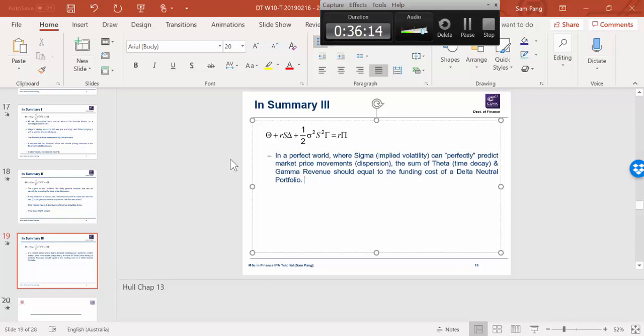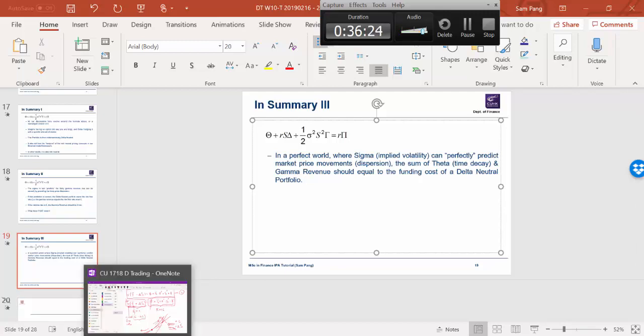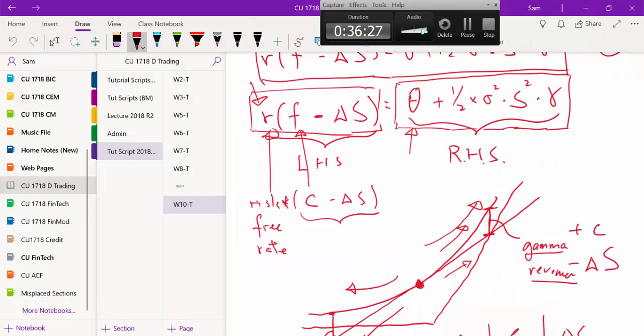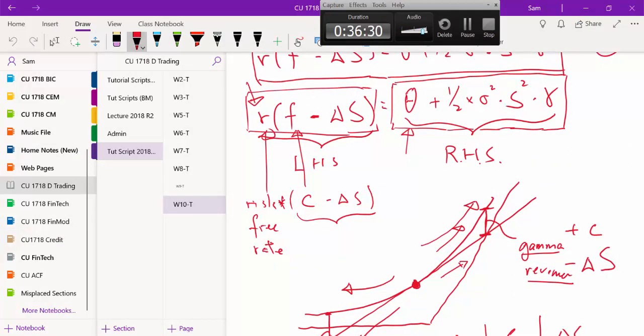Is everyone okay with that? Now, I'll tell you why. Because this is the portfolio. If you have something like this, you have that portfolio. You have a call, and then you are short some stocks. You can see that, right? So you already have that portfolio here. Okay.